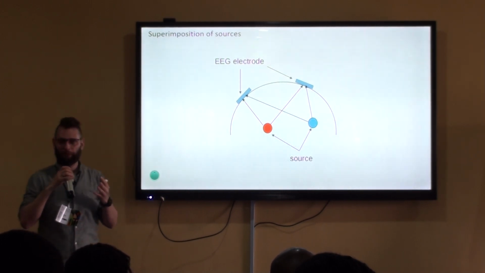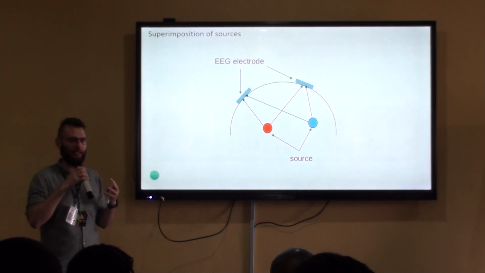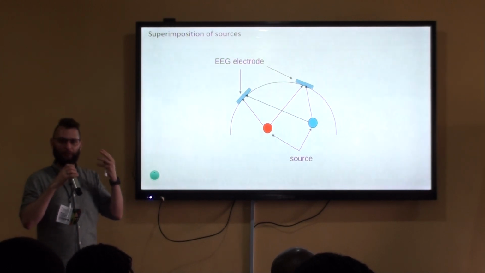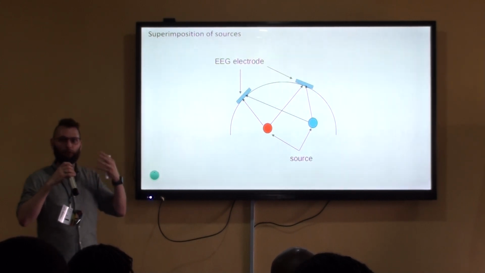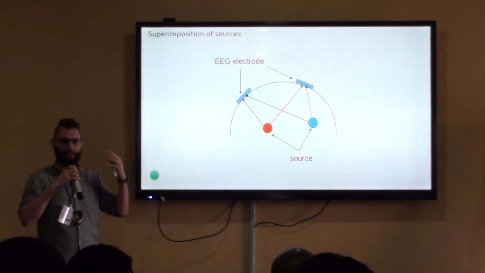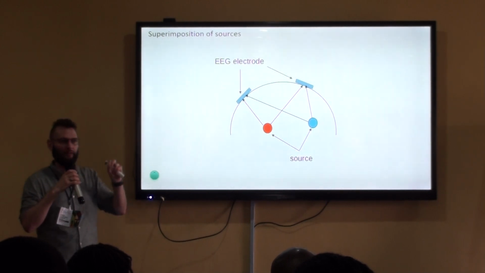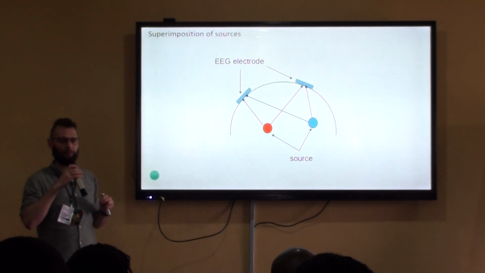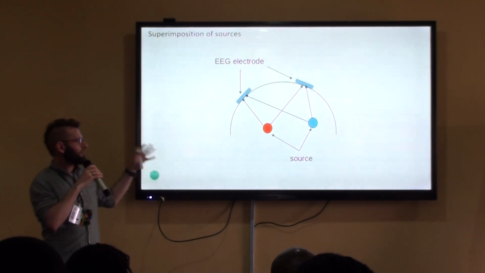Take memory, which I think is a good case. There isn't one place in the brain that represents memory. Memory itself is the result of a network of the brain that is going on. There might be some areas that we know are central hubs, but there's not a memory area of the brain. So in most cases, we would have more than one source.